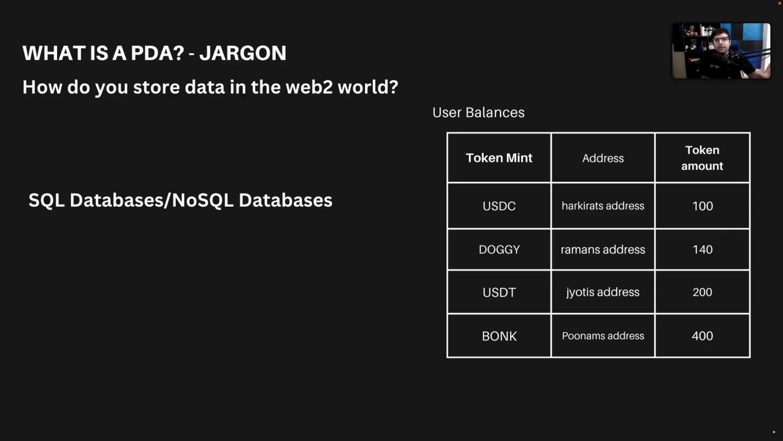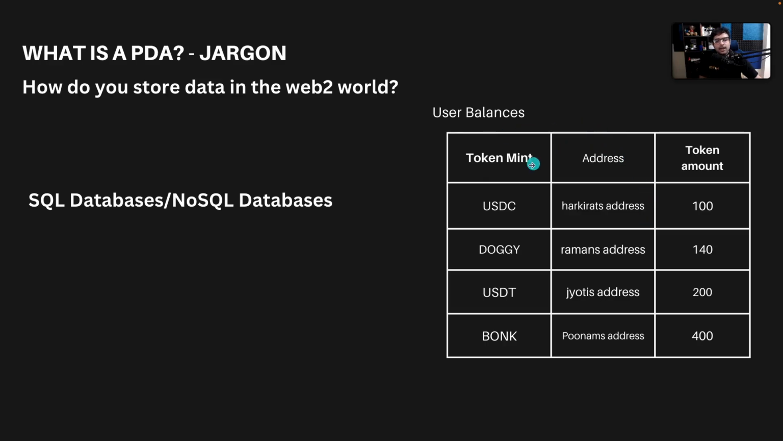But the people who do know SQL databases, can you see that this looks like the right schema for our table? In the Web2 world, if I'm creating a simple token-like application, I would have a table called user balances, where I would have 3 columns: token mint, address, and token amount. What is the token mint? This is which token we are talking about. USDC, USDT, Doggy, Bonk. For people who really know SQL well, you would know that this would be a foreign key to some other table. If you don't understand that, that is fine. But this is how the table would look in the Web2 world.